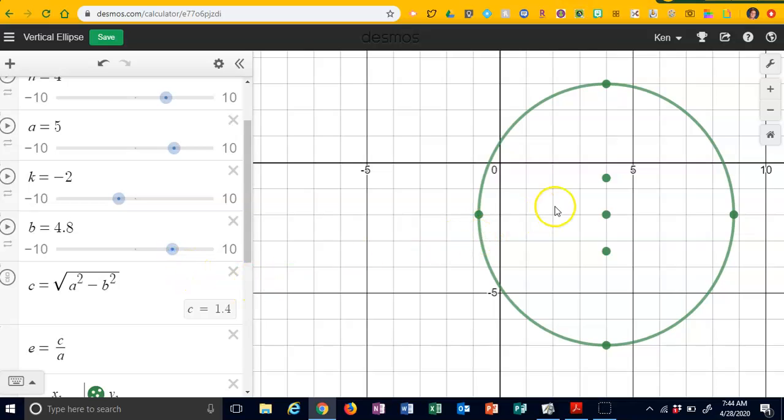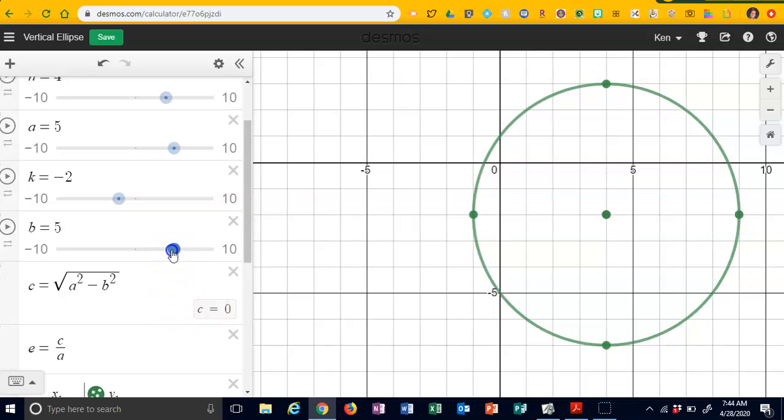This almost looks like a circle. So notice how the two foci are getting really close to the center. They move considerably away from the vertices. C is now 1.4, divided by 5, and that's what E would be. The eccentricity number is getting smaller. So if I make it even smaller yet, if B becomes the same as A, then C becomes 0. The eccentricity would be 0.